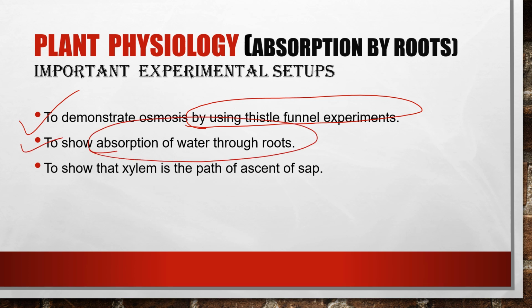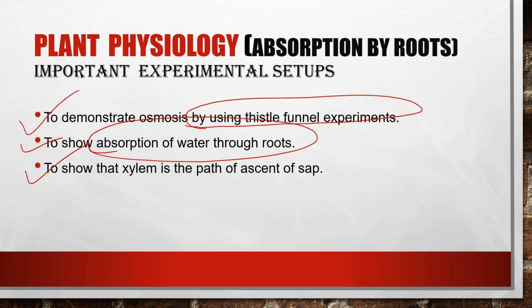So you all have your textbooks. Wherever these experiment setups have been demonstrated, go through them and please try to do them in a separate way, where there should be the principle, there should be observation, and there should be inference, with the experimental setup in between. Now the third one is to show that xylem is the path of ascent of sap.